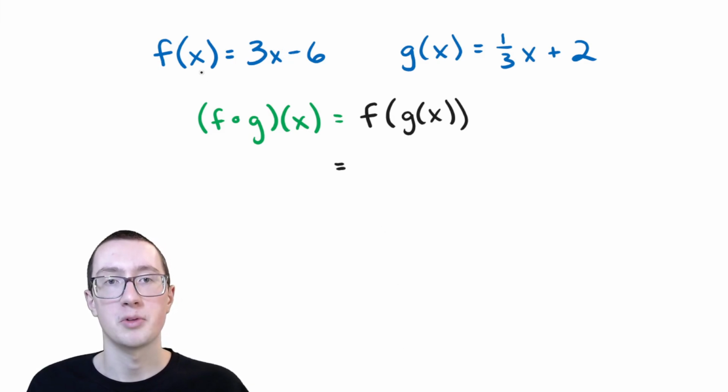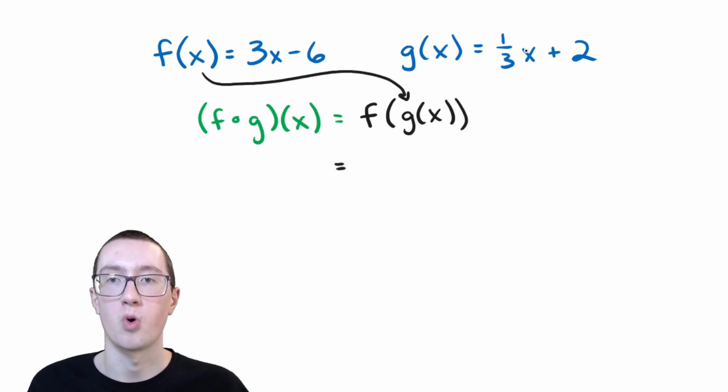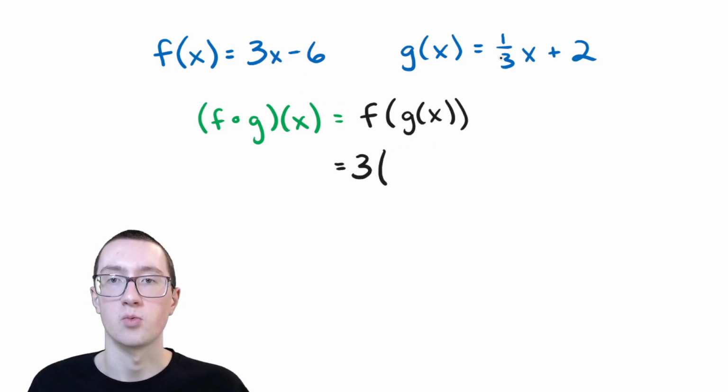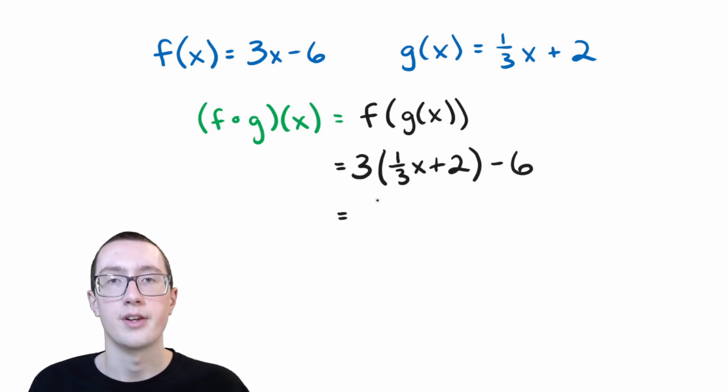But in this case, we're replacing x with an entire function, which in this case is 1/3 x plus 2. So whenever we see x, we need to replace it with 1/3 x plus 2. So we have 3, and now instead of x, we're going to have g, which is 1/3 x plus 2. And then we just have minus 6. Now we need to simplify this down and see if we just get x by itself.